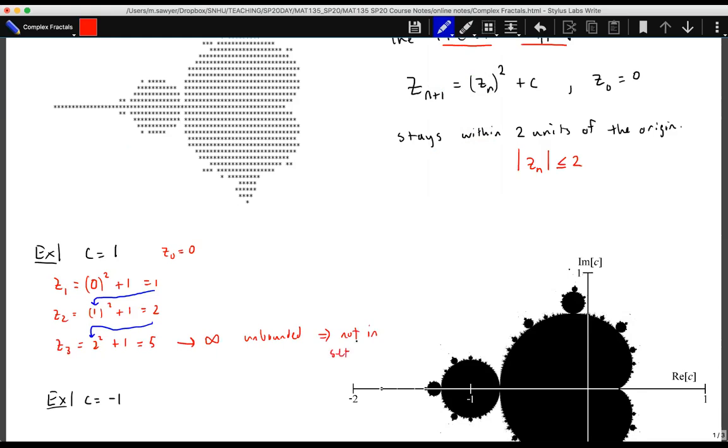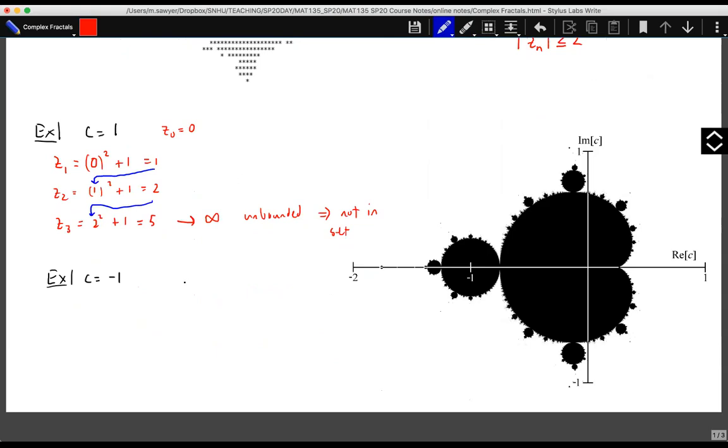But if I look at C equals -1, again starting at Z sub 0 equals 0, I have Z1 equals 0 squared minus 1 equals -1. Z2 equals -1 squared minus 1. Keeping that C value the same, I get 1 minus 1 equals 0. Z3 equals 0 squared minus 1 equals -1. So I see this back and forth of -1, 0, -1, 0. So this stays bounded.